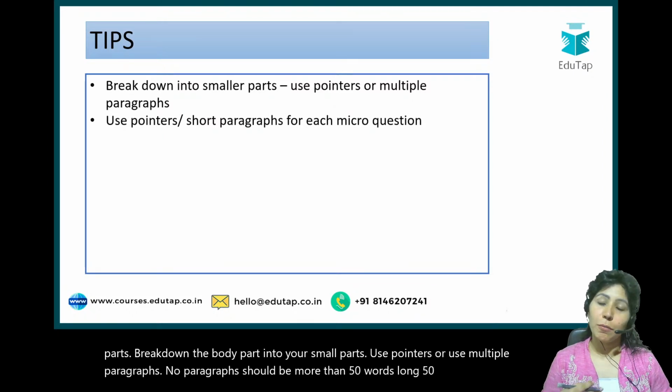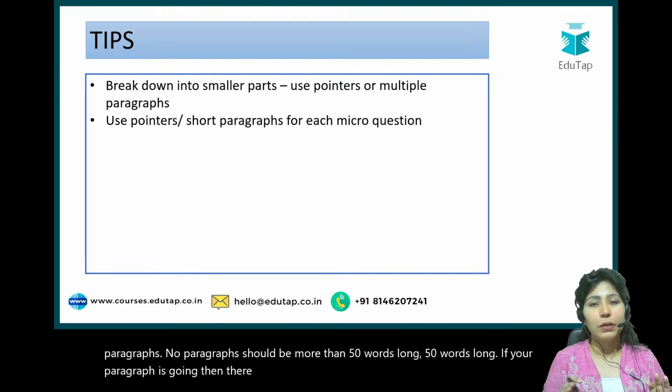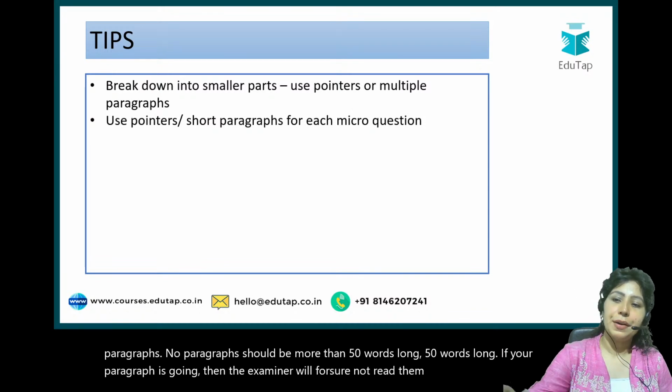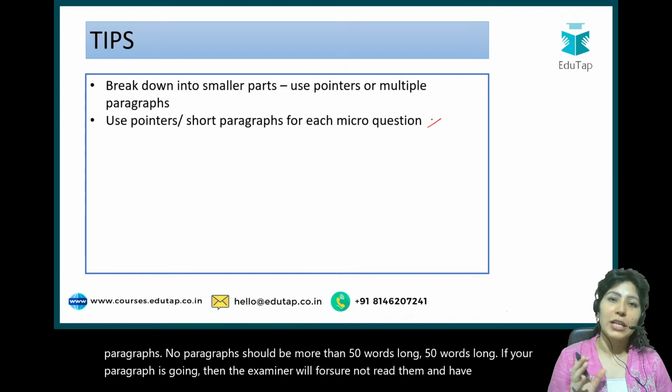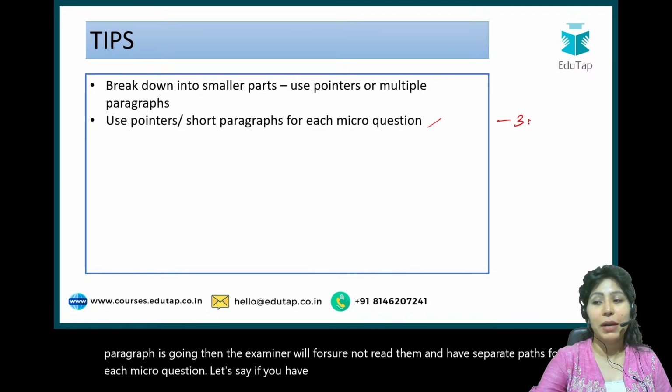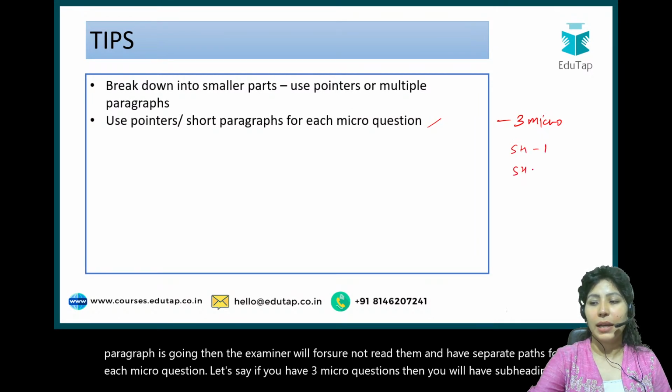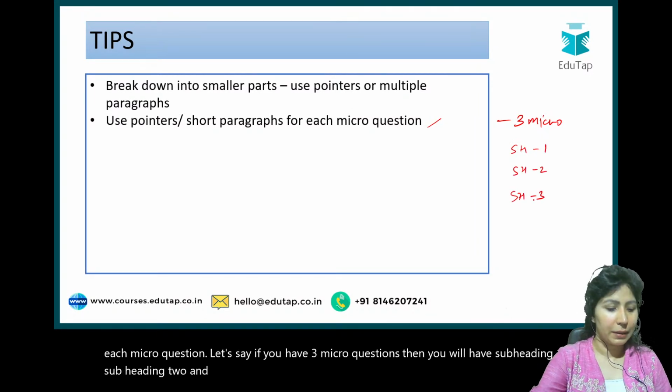If your paragraph is going beyond 50 words, then the examiner will for sure not read it. And have separate parts for each micro question. Let's say if you have three micro questions, then you will have subheading 1, subheading 2, and subheading 3.